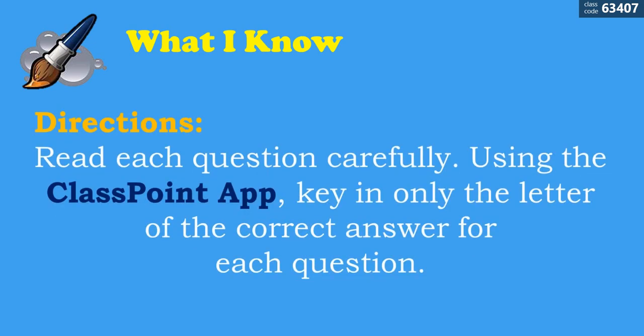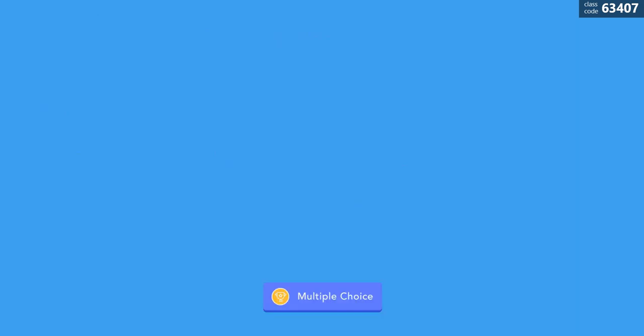What I know. So this is a review quiz. Okay, read each question carefully using the class point, key in only the letter of the correct answer for each question. And the class code is 63407. Are you ready? So let's have this.